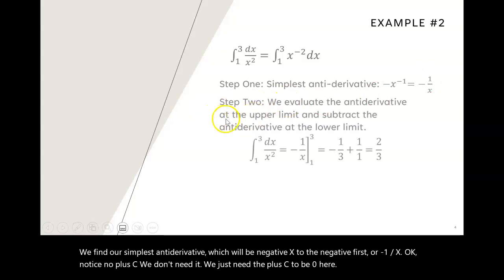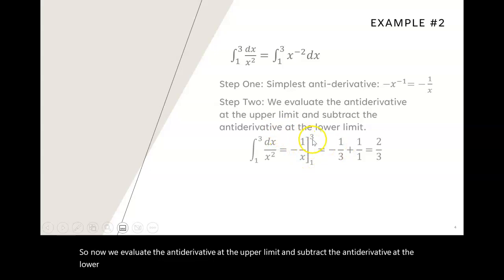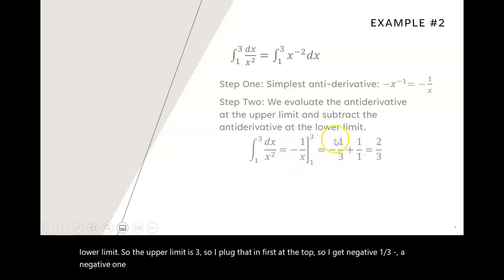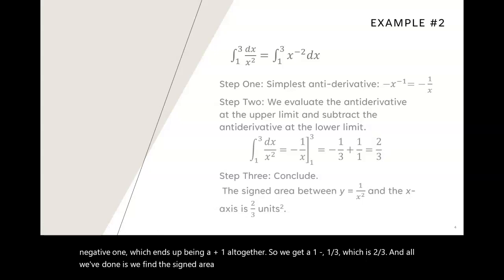Now we evaluate the antiderivative at the upper limit, subtract the antiderivative at the lower limit. So the upper limit is 3, so I plug that in first at the top. So I get negative 1/3 minus a negative 1, which ends up being a plus 1 altogether. So we get 1 minus a third, which is 2/3. All we've done is find the signed area between 1 over x squared and the x-axis, and that is 2/3 units squared.